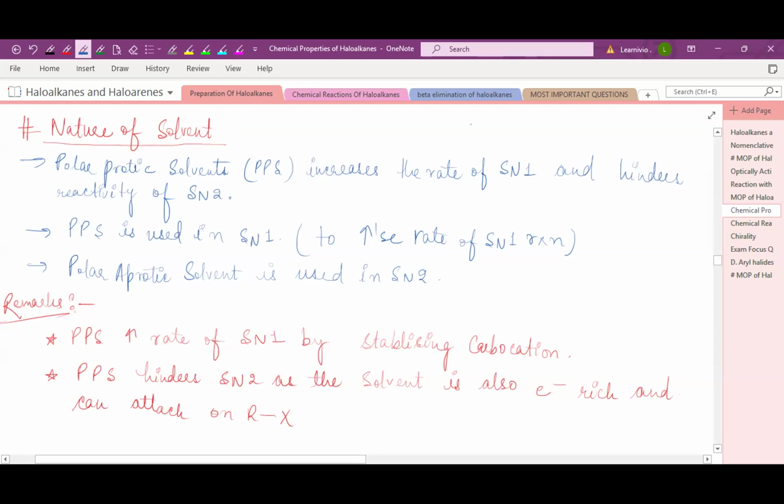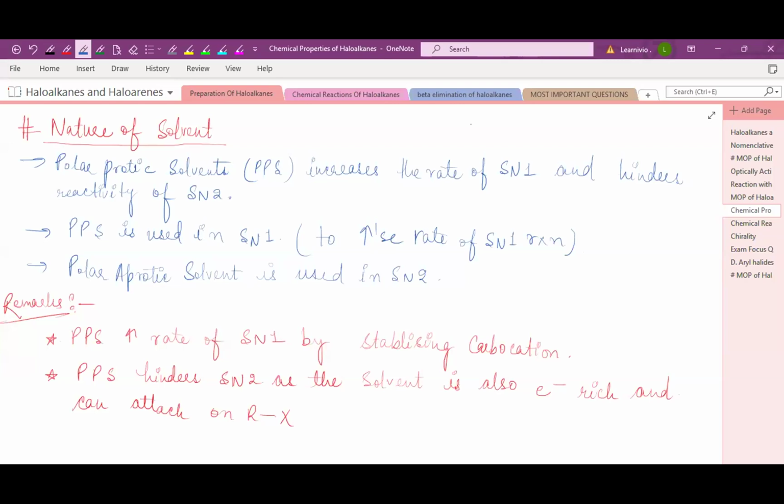Polar comes when there is an electronegativity difference between the atoms. There will be an electronegativity difference between the two, then the polarity comes. So it should be polar, and protic means there will be a proton. There should be an H plus ion.